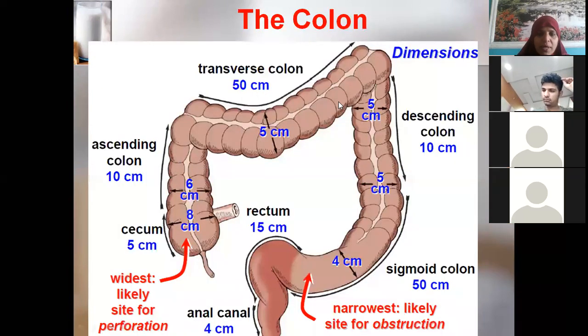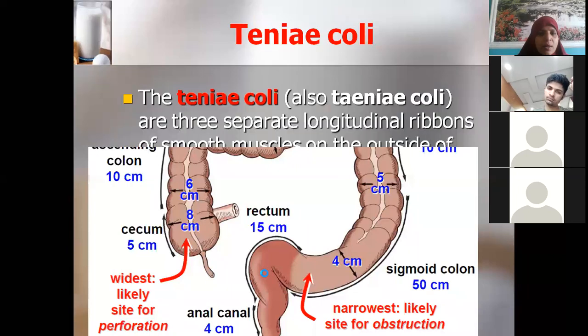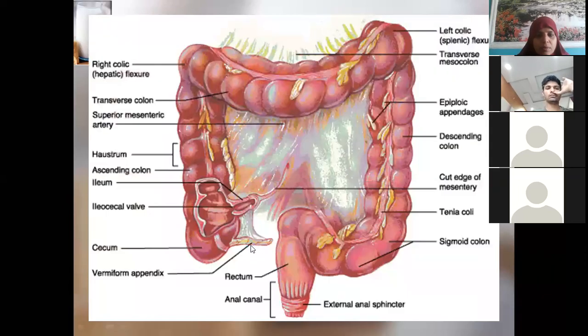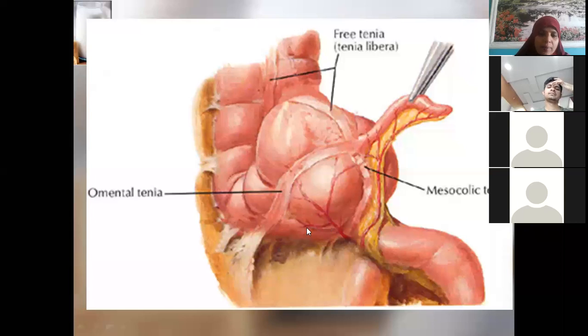So whatever I told you is written here. The tinea coli I already told you. These are the appendices epiploicae. The longitudinal thickened band you are finding is tinea coli. Now, what is this part you are lifting and trying to see from behind? This bulged part, the round bulged part.